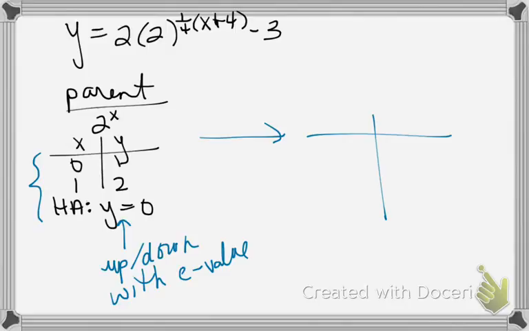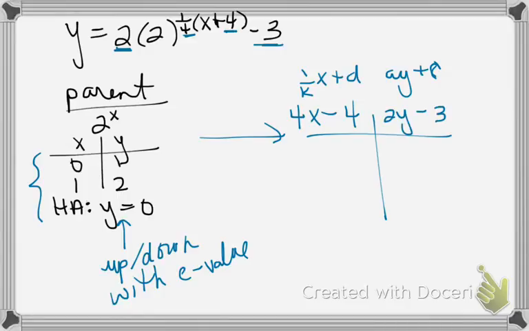I'm going to use the same kind of idea as before with the 1/k x plus d and the a y plus c, if you watch the transformations video. So reciprocal of k, the k value is 1/4, so the reciprocal of that is 4 times x, and that was this value here, and this is the d value. So we're going to swap the sign of the d value, we'll get -4. Okay, so for a y plus c, that's the 2 and the -3 here. So we'll do 2 times y, subtract 3.